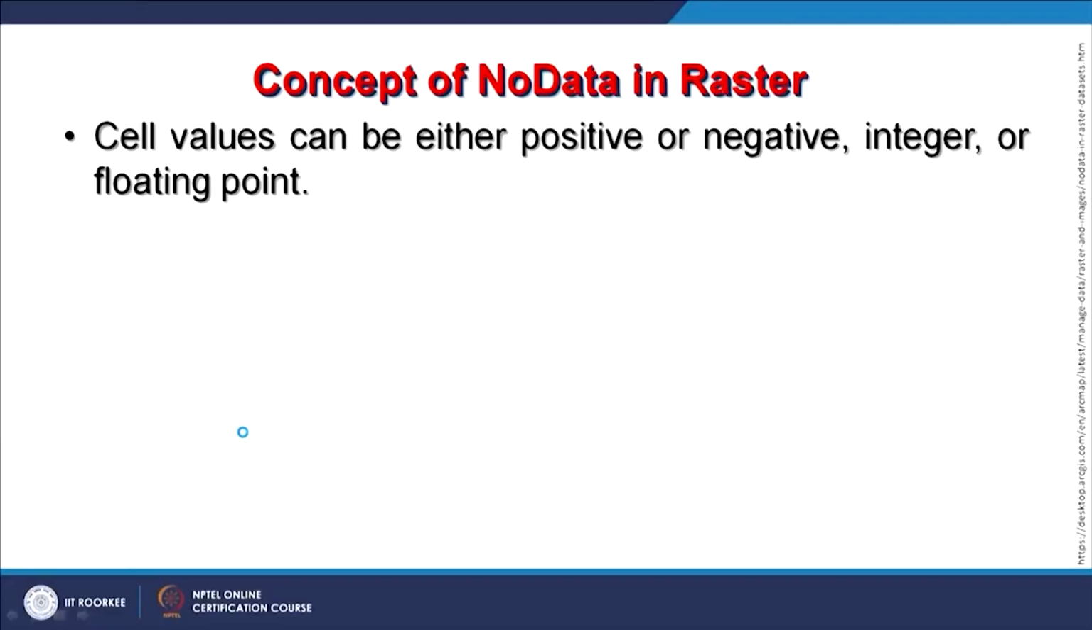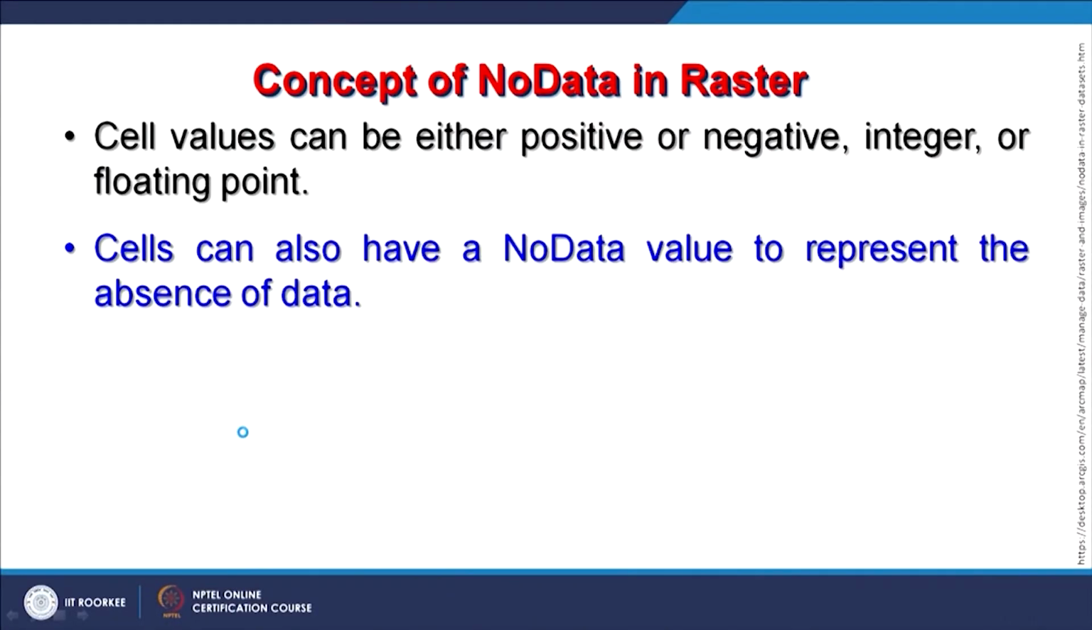Now, you know that these cell values can be positive or negative, and can also be integer or floating point, depending on the data. If I am handling a satellite image, then pixel values will be only positive integers. But if I am handling a grid in GIS, then I may expect positive values, negative values, integers or floating point or decimal values. And these cells can also have a NoData value if there is an absence of data.